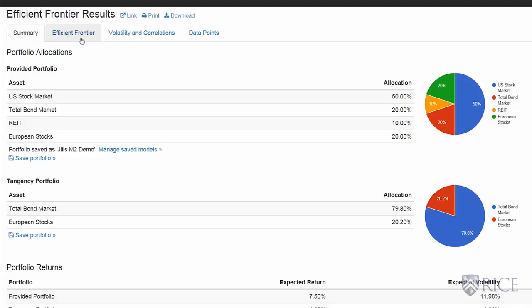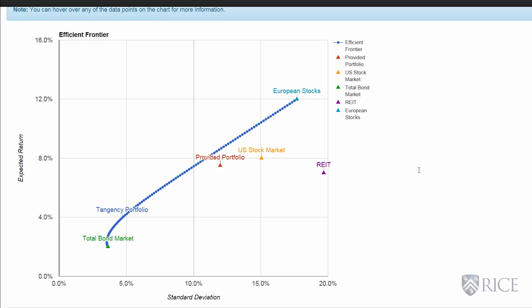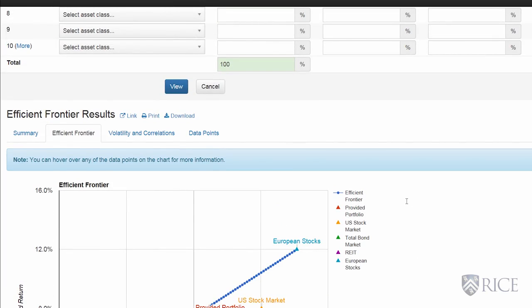Let's go straight away to the efficient frontier. And when I look at my provided portfolio, I'm pretty close to my 8% return that I'm looking for. I've got 7.5%. But I am still not on the efficient frontier, so probably in my ultimate portfolio I'm going to add a little bit more European stocks, maybe take a little bit of bonds out, maybe take a little bit of real estate out. I'm looking at real estate way over here with the low return and the high standard deviation. And again, ultimately you're going to make some adjustments based on your analysis as well as your forecast.